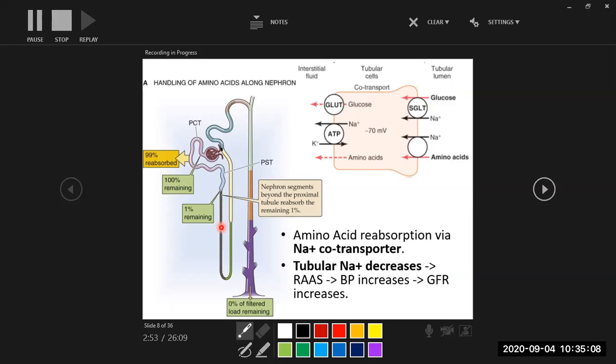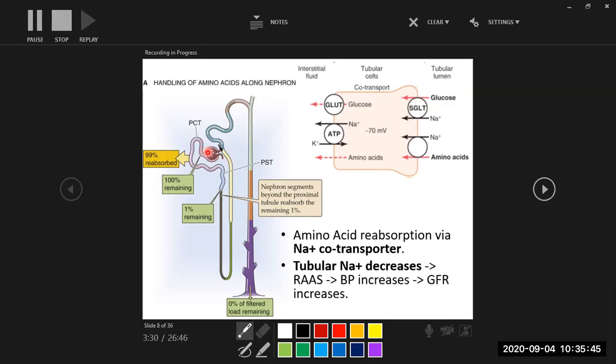This reduced amount of sodium in the tubule flows up here to the macula densa, and tells the macula densa that the sodium is way too low. The response to it is to trigger the RAAS, and the consequence is to increase GFR. So that's why the high protein diet will, given time, gradually increase the GFR.